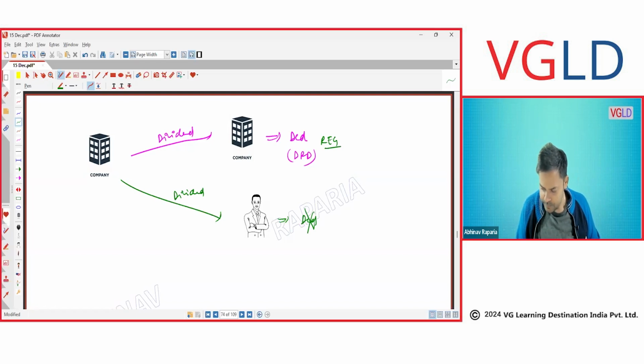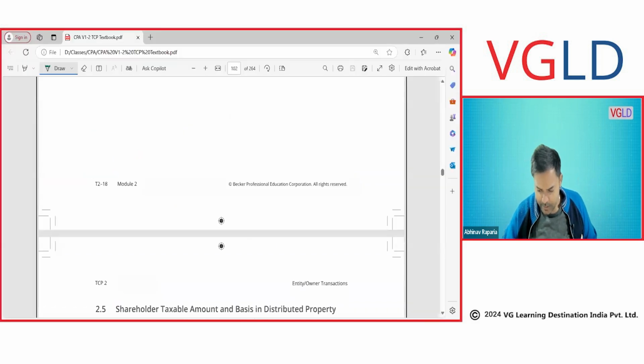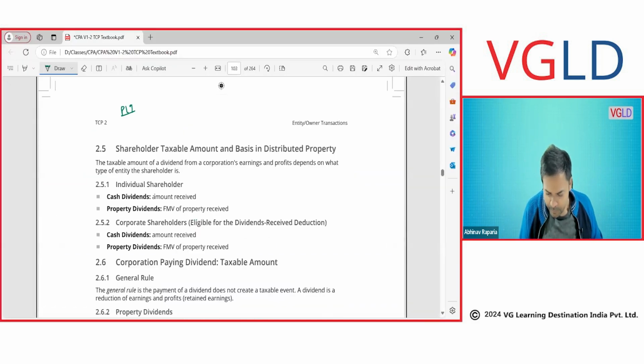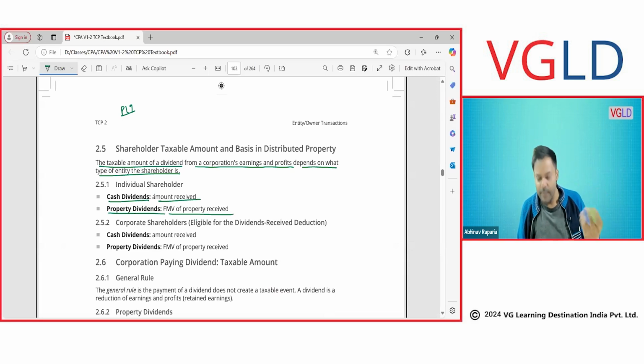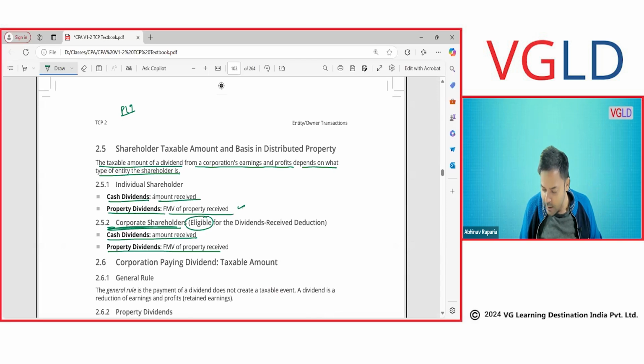Let's see that. Page 19, everyone. The taxable amount of a dividend from corporate earnings and profits depends on what type of entity you are. If you are receiving cash, then whatever amount you are receiving would be taxable. If you are receiving any property, then the fair market value would be taxable for you. If you are a corporate shareholder, then again, whatever the amount you're receiving, you will be eligible for a deduction, which we call DRD, guys. This is something you will read in reg, guys. Is that okay? Ashraf, clear?